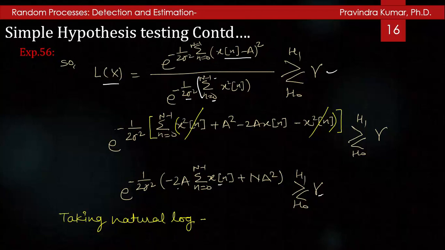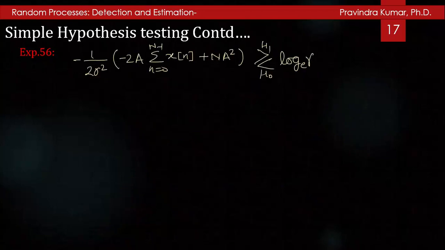So taking the natural log on both sides, we will get 1 upon under root 2 pi sigma square, minus 2A summation n = 0 to n minus 1 xn plus nA square, and it is log e gamma. When this value is greater than this log e gamma, we will decide H1, and when this expression is less than log e gamma, then we will decide the hypothesis H0.